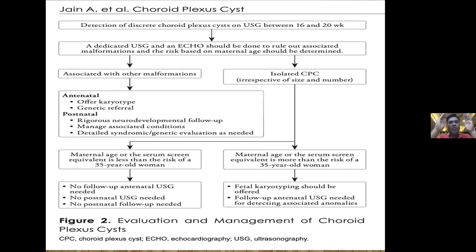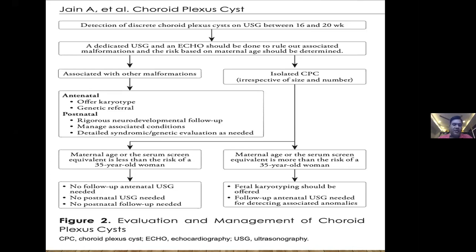The isolated CPC is more common than one associated with other malformations. However, if it is associated with malformations, then you should offer karyotype and genetic referral, and rigorous neurodevelopmental follow-up after birth is indicated. In cases of isolated CPC, one looks at the maternal age and serum screen equivalent risk for that particular maternal age. If the risk is more than the risk present in a mother who is more than 35 years old, then again you go for fetal karyotyping, and follow-up antenatal ultrasound is very important.